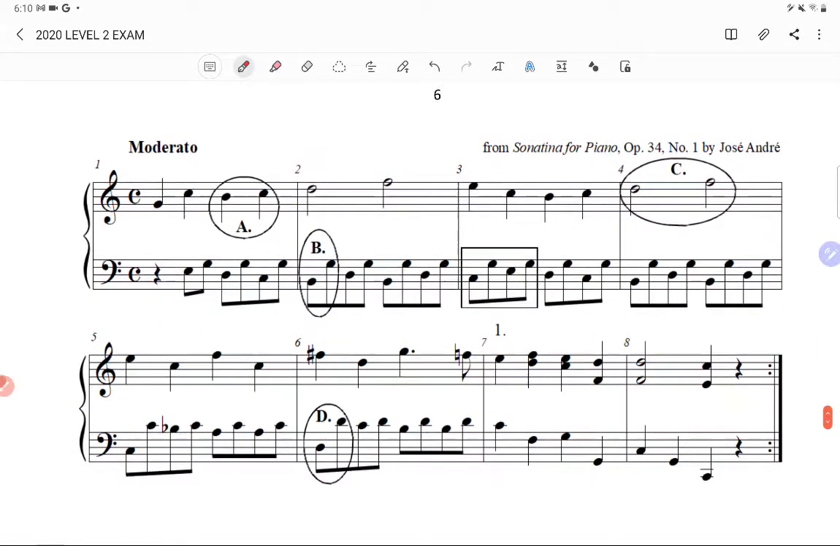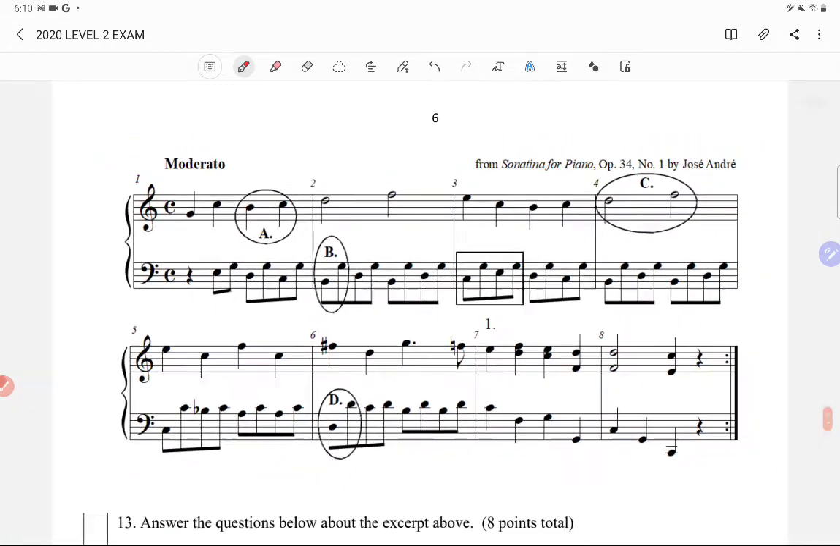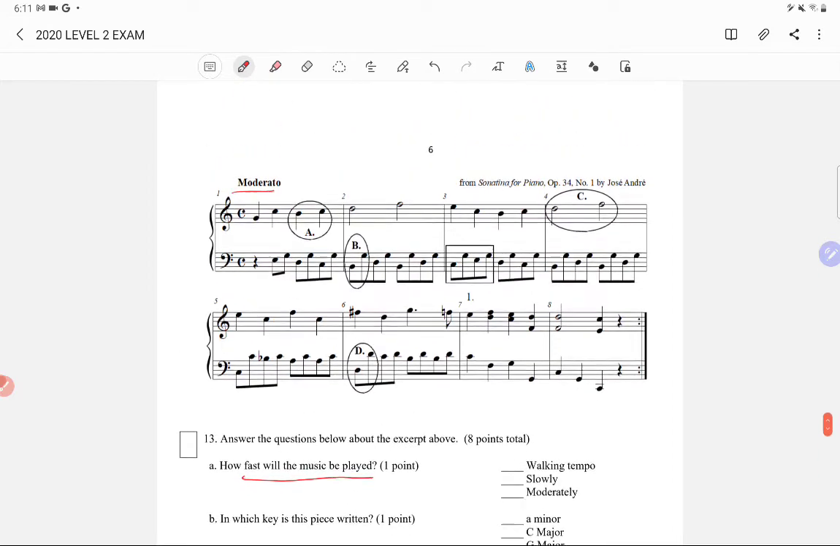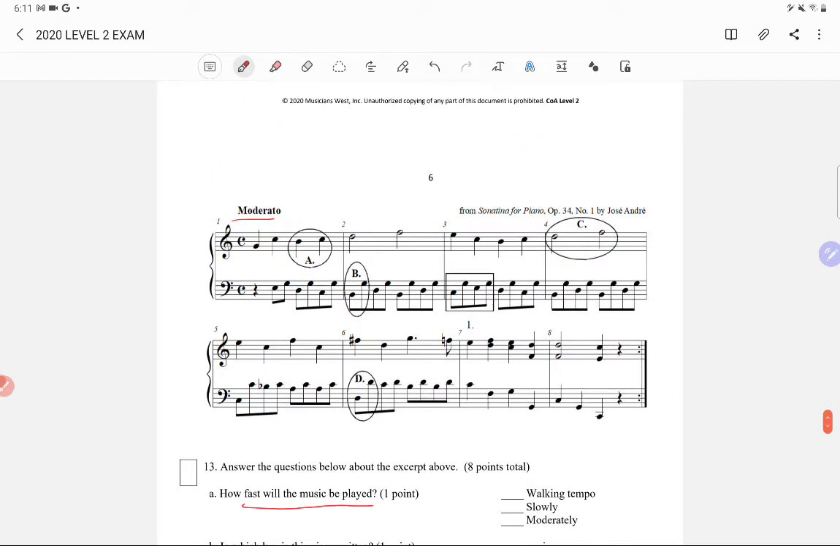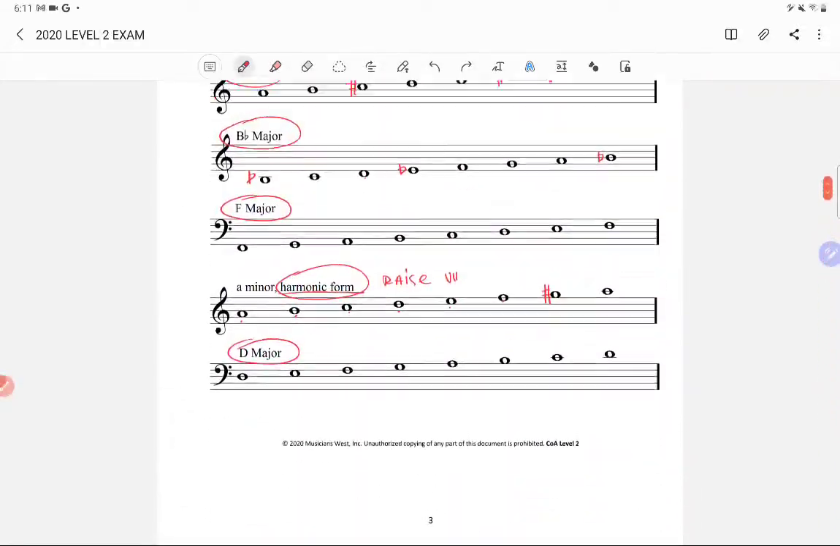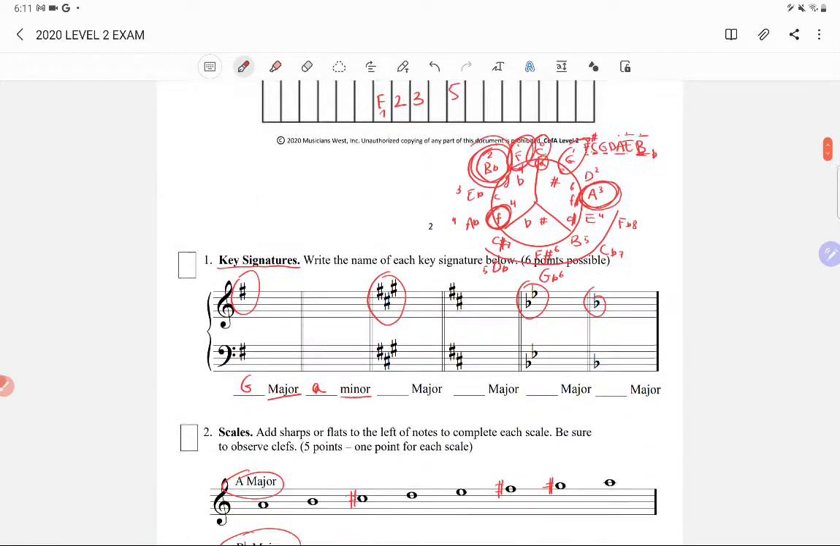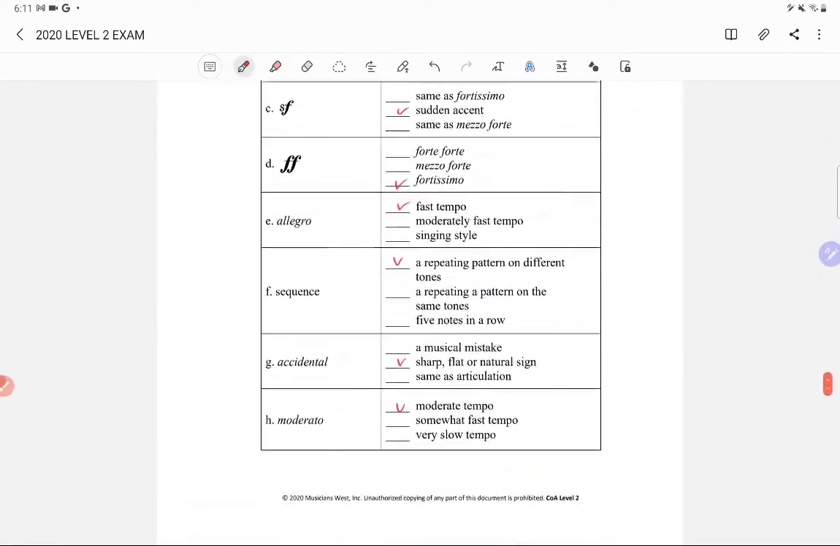Okay, now page 6 is a kind of difficult one because you have to use everything you learned so far. How fast will the music be played? It says moderato. Do you think you can guess? What is moderato? It's very close to the same English word. In what key is the piece written? Well, you have to use the circle of fifths. Do you see any sharps or flats here? No, you don't. Go to the circle of fifths. Find the major key with 0 sharps or flats. You probably can do that.